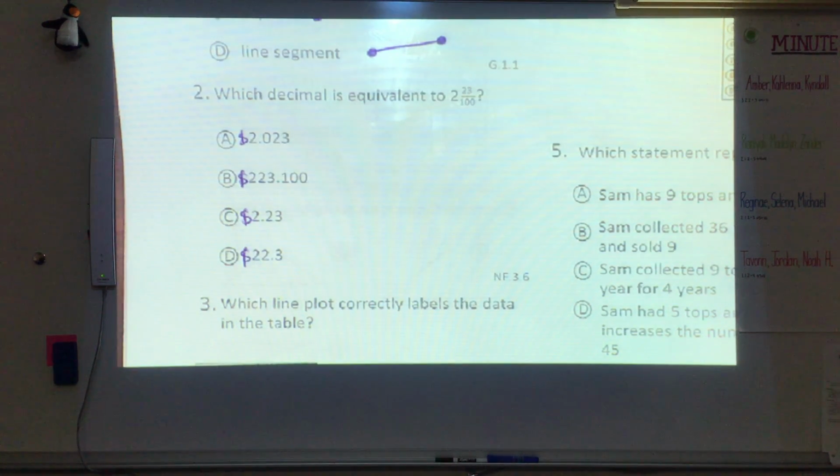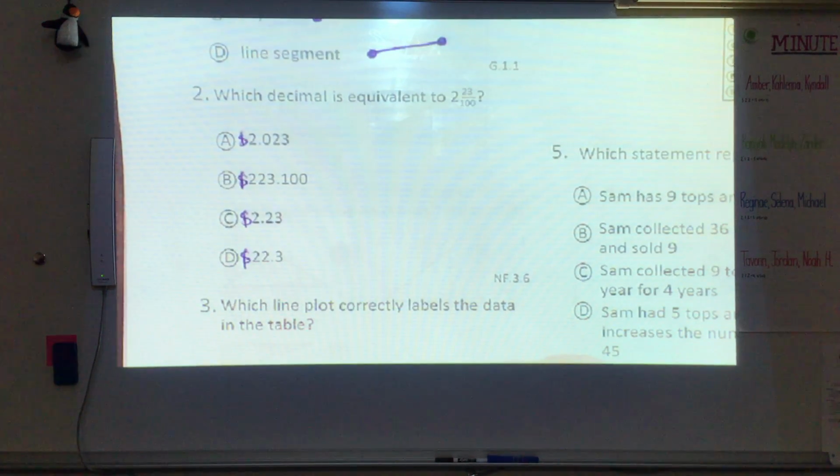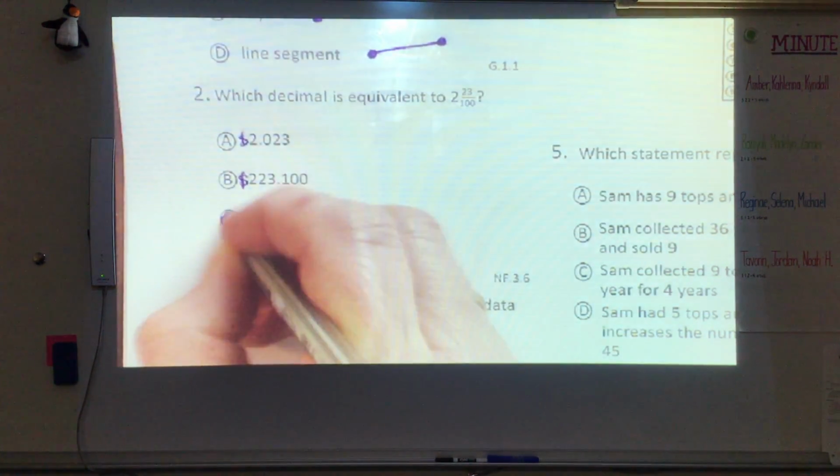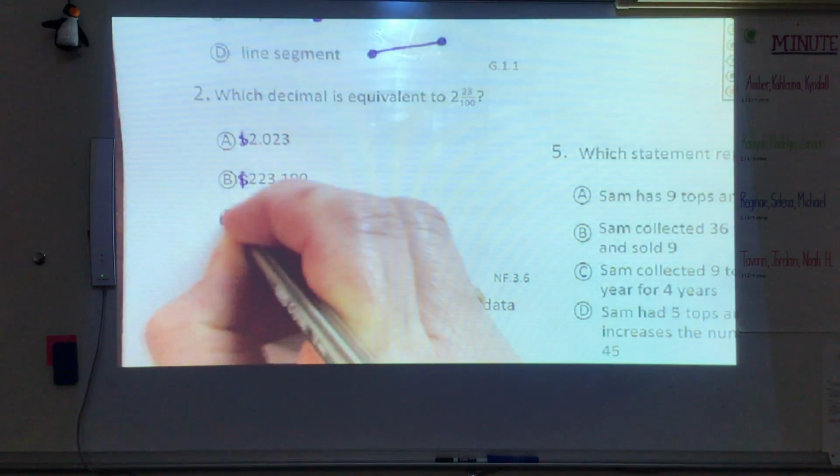Well, I think it's C, because I see 2 wholes before the decimal point, and then to the right of the decimal point, I see what my coins would be, which is 23 cents. All right, well, if you think the same thing as Miss Hancock, you think it's letter C, then you get a pat on the back. You are correct.